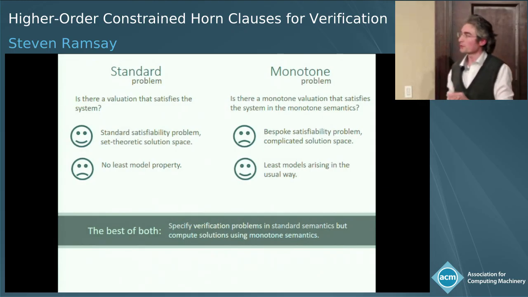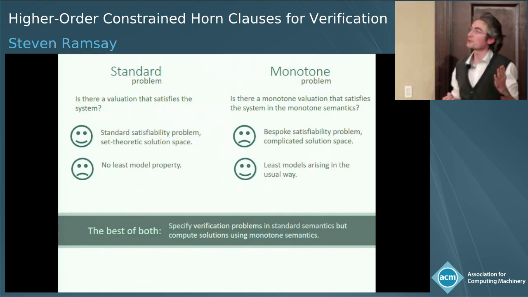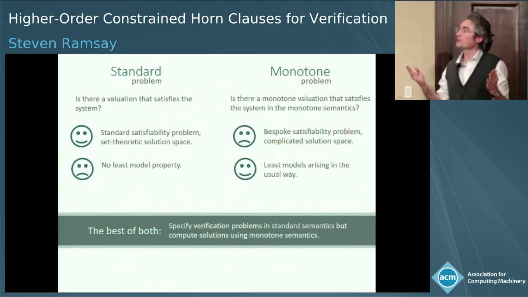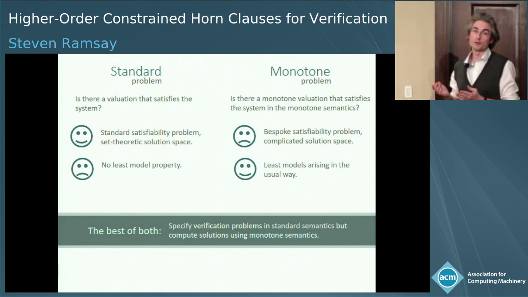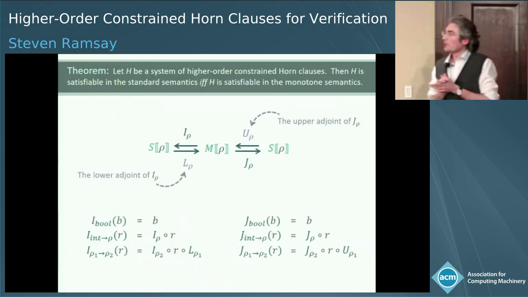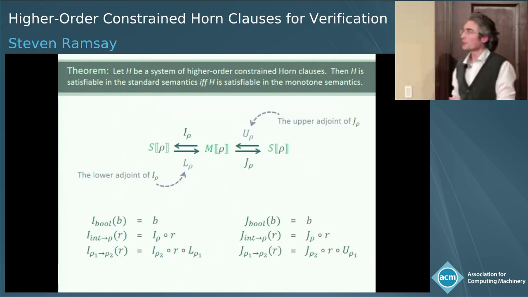Ideally, what we'd want is to have the best of both worlds. We want to specify our problems in the standard semantics because it's very clear what the meaning is, but then solve those problems algorithmically using the monotone semantics because we've got a least model that we can try and approximate algorithmically. And monotone relations, anyway, are better behaved computationally. And in fact, that's one of the main results of the paper.